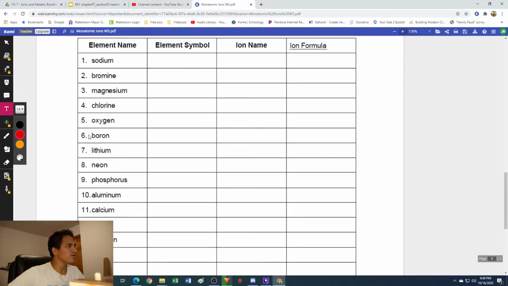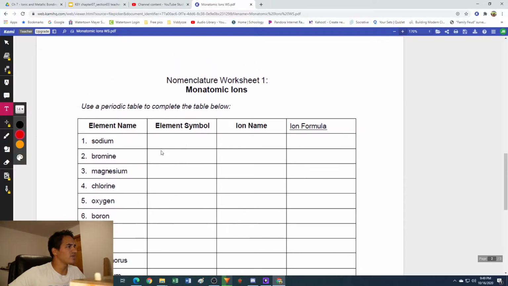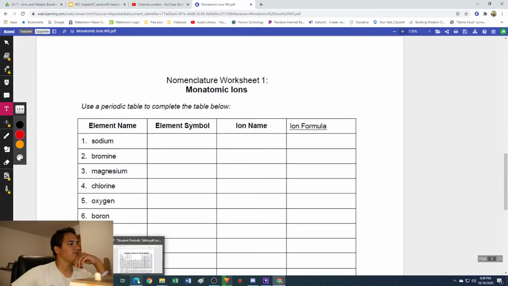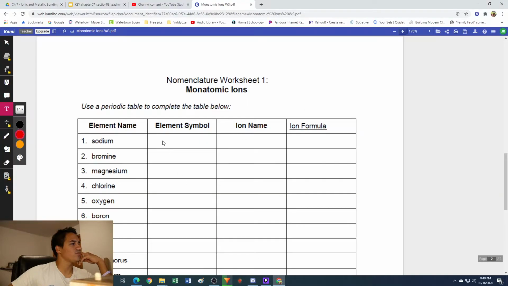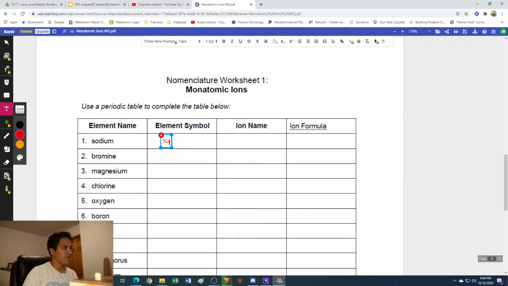Okay, so let's take a look here. So it has a bunch of different element names. We have to give the element symbol, the ion name, and the ion formula. So first, let's deal with element symbol. Okay, so sodium. We're going to have to find these things on the periodic table, and some of these elements you might know, but I would assume most of them you probably don't. So sodium is here on the left, Na. So we are going to put element symbol in here, Na.